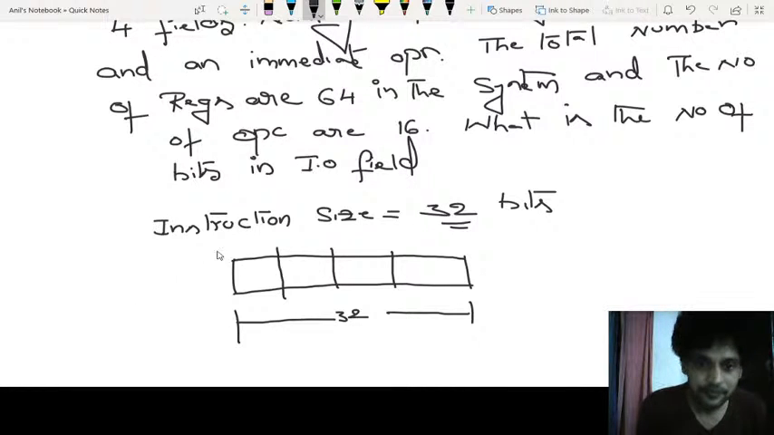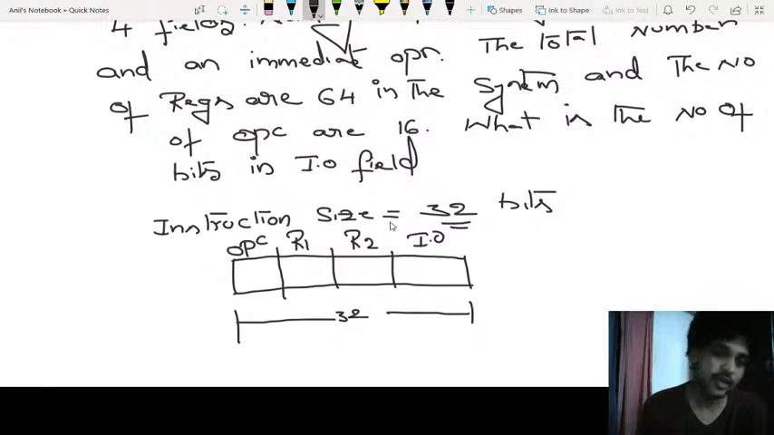Namely, the first one is an opcode. The second one is register field 1. The third one is register field 2. And the fourth one is the immediate operand. Which means I have 4 fields: an opcode field, register 1, register 2. If you look at the question, there are 2 register operands and 1 immediate operand. Now we need to identify the total number of bits given to the immediate operand.